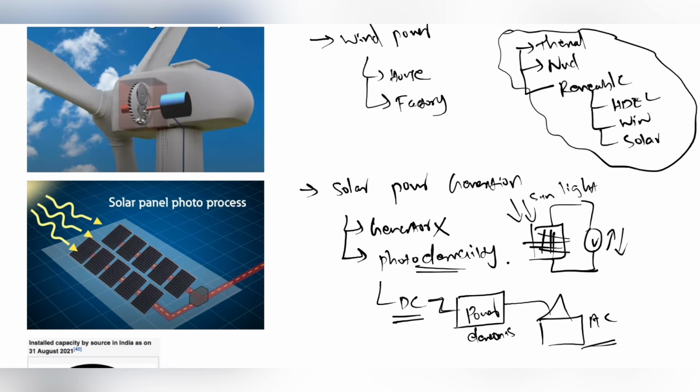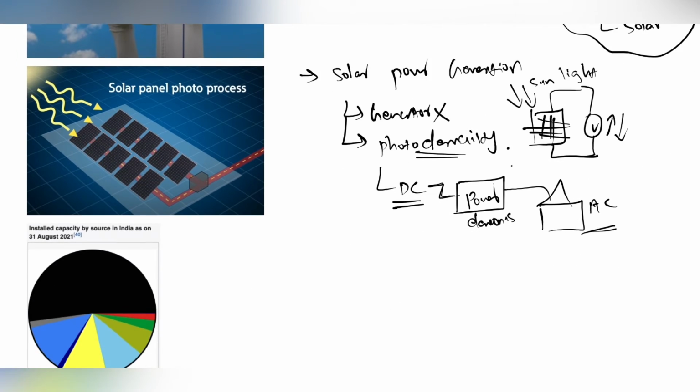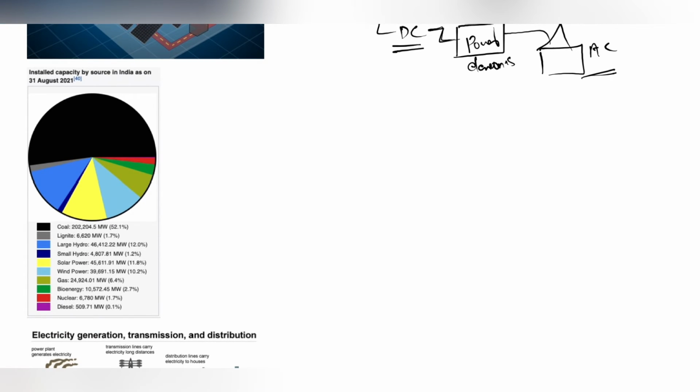Now we know that power generation has been done in multiple ways. Let's look at some of the statistics. How are we doing these things in India? So if you look at this diagram, the number one source on which India depends is basically coal. Coal is nothing but a fossil fuel, right? Or it's a thermal power plant.